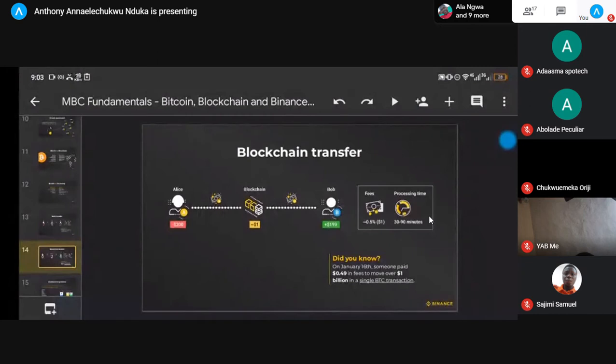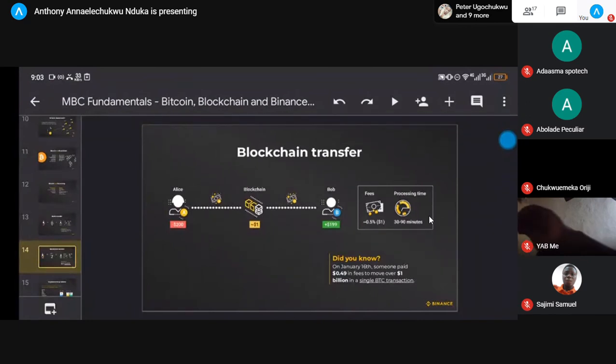I don't know if you get this. The miners are trying to solve a mathematical puzzle. There are thousands of miners on the blockchain network, but the one that solves this puzzle is going to collect a transaction fee for solving it. So the moment Alice sends this money and it's been recorded on the blockchain, the fees are completely lesser. Here, we have 0.5% of what the person is sending, and that's about $1.